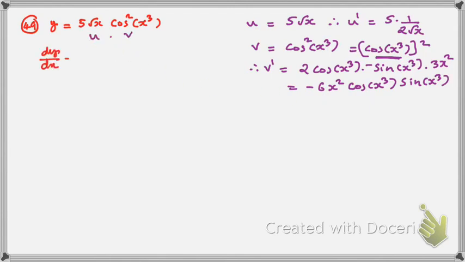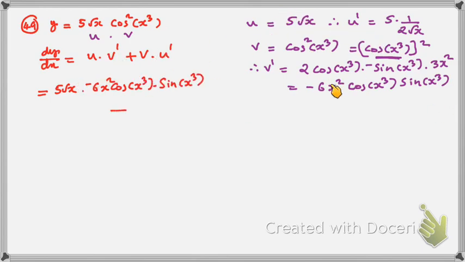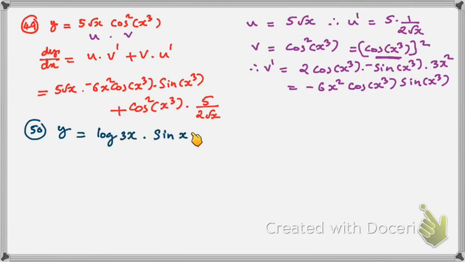So I write dy by dx is equal to u into v dash plus v into u dash and plug in the values. Copy the value of u, 5 root x, into v dash. V dash is this whole thing I copy. Then I put plus v. V is the second function, cos square of x cubed, into u dash is from there 5 by 2 root x. That's a question for you to try.